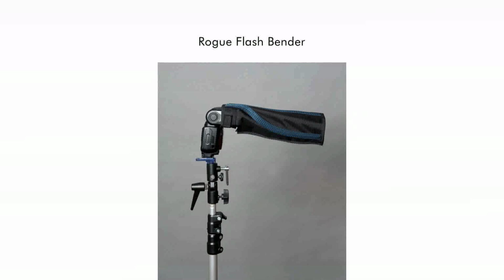Snoots can be made of all different types of material. Commercial snoots for speedlights tend to be made out of durable and flexible nylon material. This is a Rogue flash bender. You can also make your own snoot out of Roscoe cinefoil, craft foam, or any other malleable material that will keep its form. Just wrap the material around the flash and secure it with a rubber band. This image was taken with a Rogue flash bender.